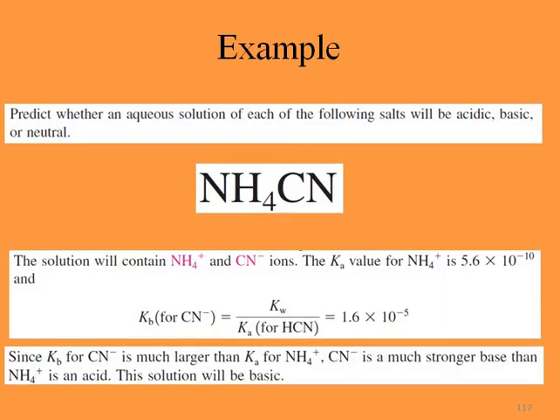Next example, we want to figure out NH4CN, if it's acidic, basic, or neutral. The solution has ammonium ion and cyanide ions. Ka for ammonium ion is 5.6 times 10 to the power of negative 10, and Kb for cyanide is 1.6 times 10 to the power of negative 5. So as you see here, Kb of cyanide is much larger than Ka of ammonium ion, so CN minus is a much stronger base than ammonium ion is an acid. So the solution will be basic.